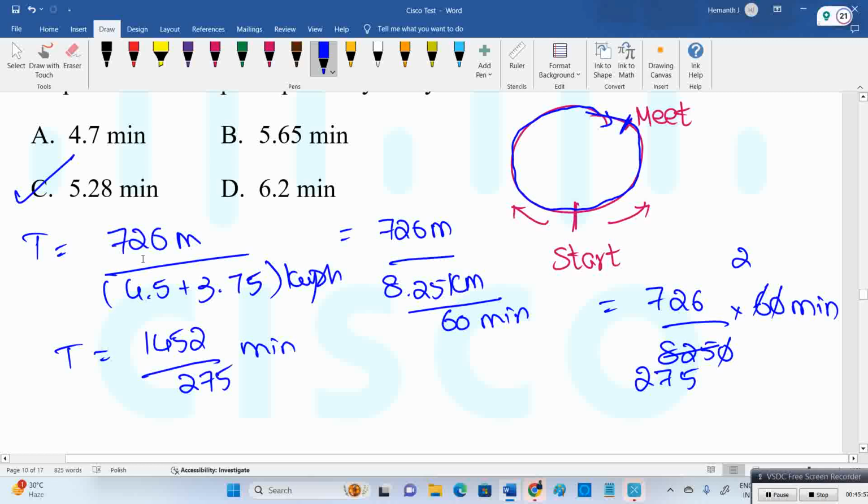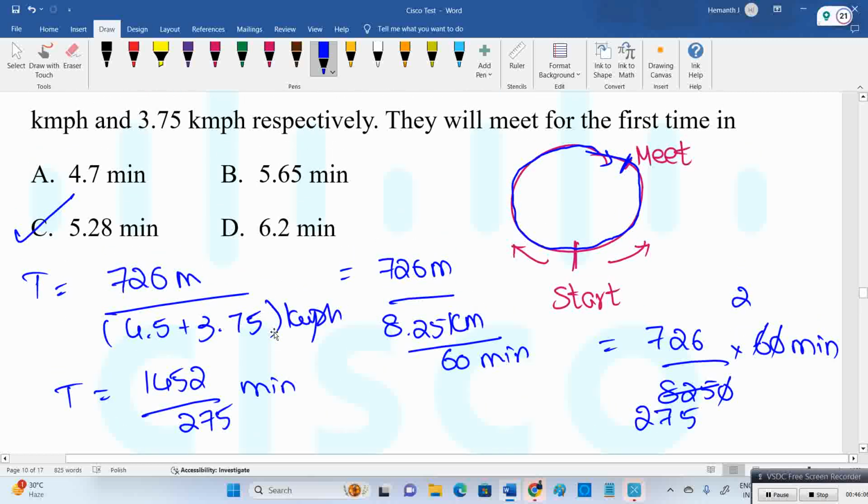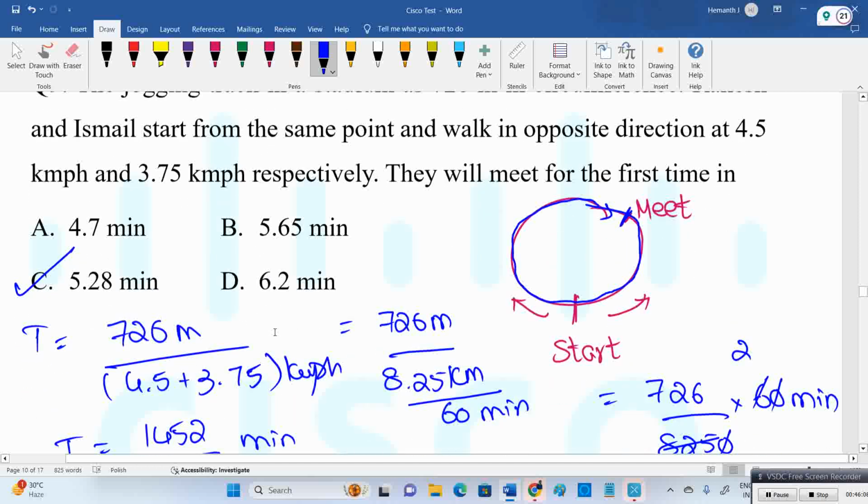So why 726? Why are speeds added? Why kilometers to meters, and why hours to minutes? This is what we have to understand.